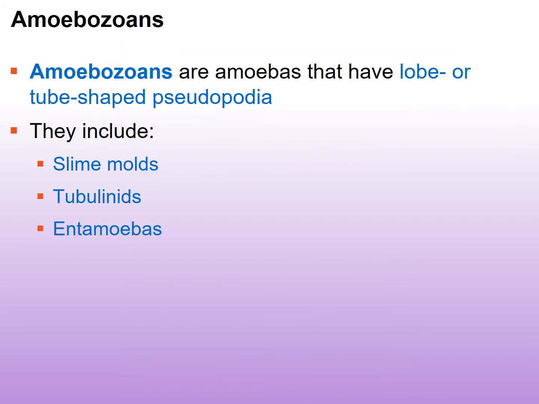They are amoebas, but they're not like the amoebas that we've talked about previously. These amoebas have lobe or tube-shaped pseudopodia, as opposed to the long, thin, thread-like pseudopodia that we've talked about before. The Amoebozoans include the slime molds, the tubulinids, and the entamoebas.